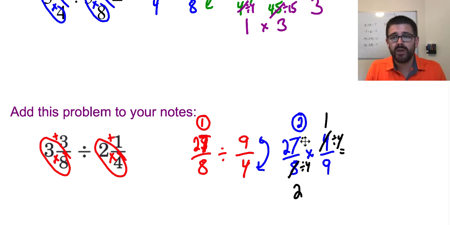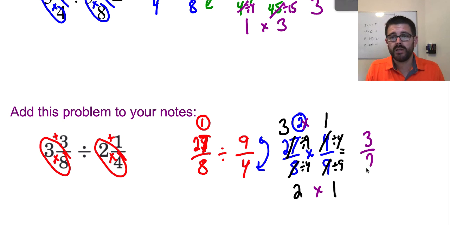9 and 27 can both be divided by 9. Maybe you were going to divide them by 3. That's okay. So 9 divided by 9 is 1. 27 divided by 9 is 3. And then you go ahead and multiply. 3 times 1 is 3. 2 times 1 is 2.